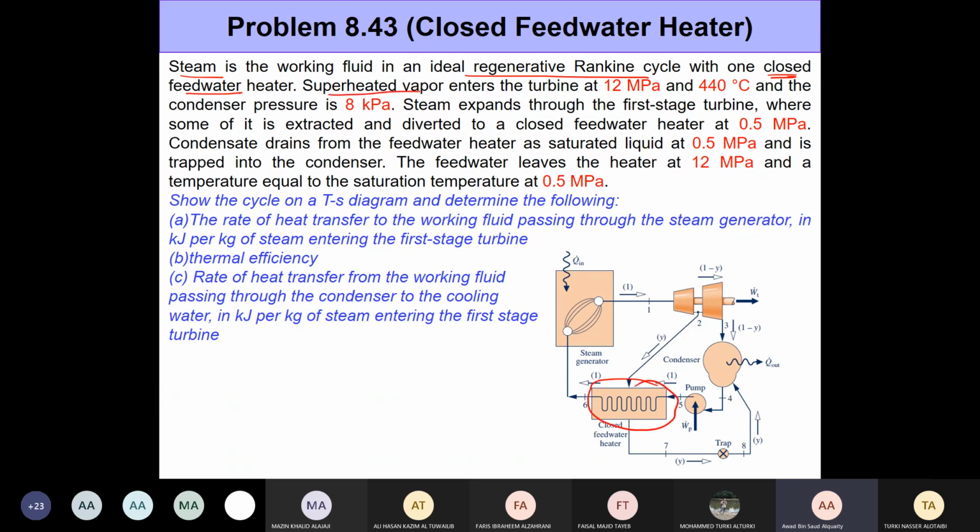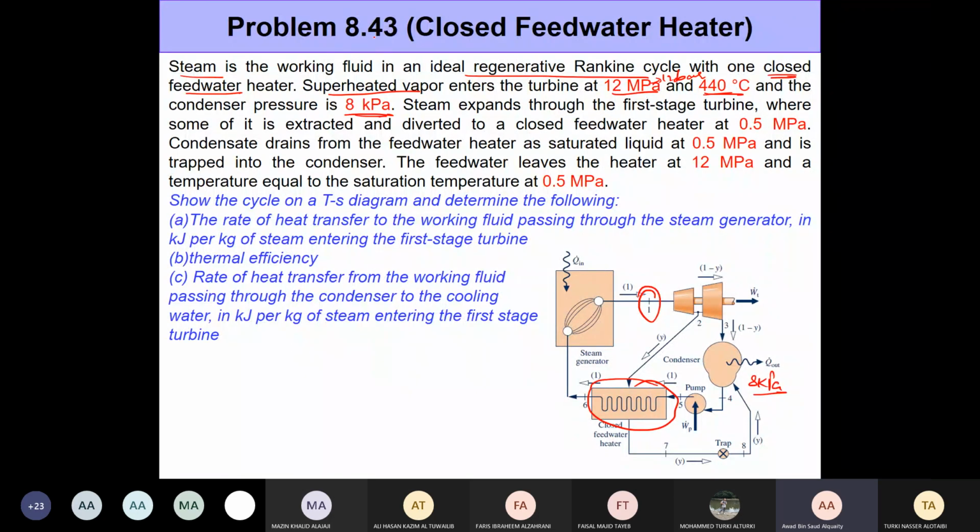Now, superheated vapor enters the turbine at 12 megapascal. 12 megapascal is basically 120 bar, and 440 degrees Celsius. So we know exactly the state for state one. We know the temperature and the pressure, so we can fix it. The condenser pressure is 8 kilopascal. So that's the pressure here. It's pretty low. It's lower than the atmospheric pressure.